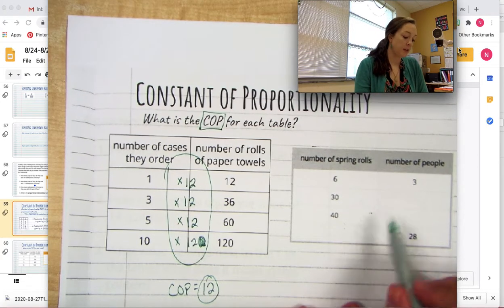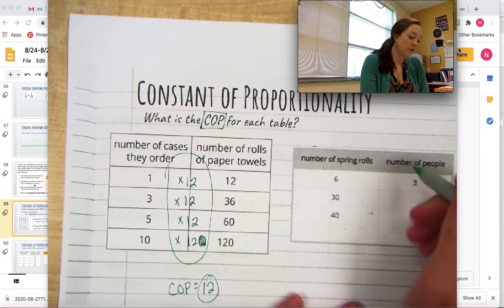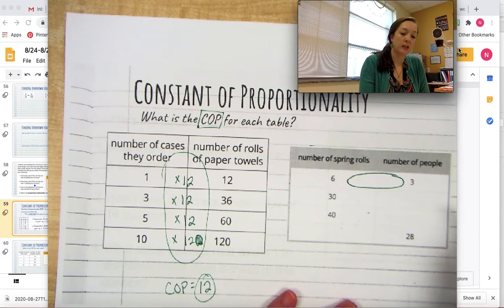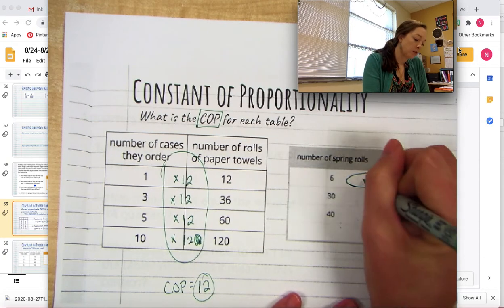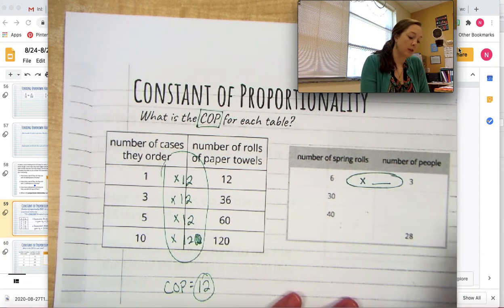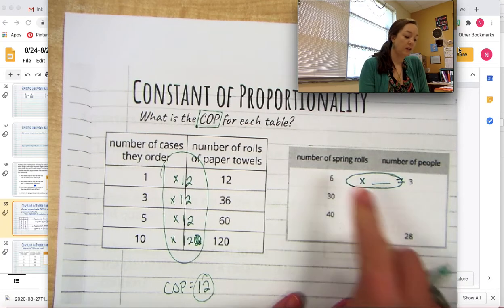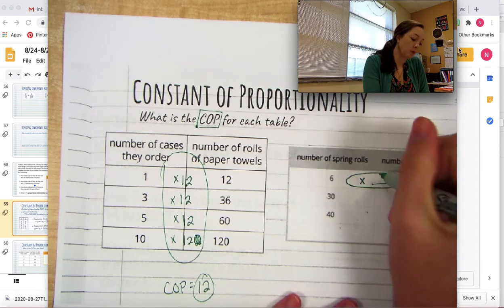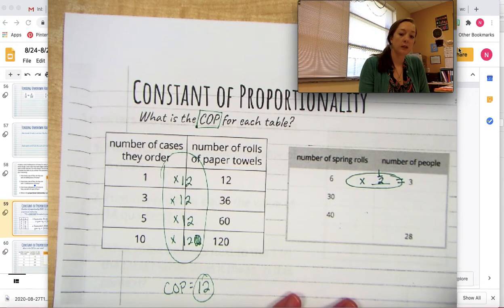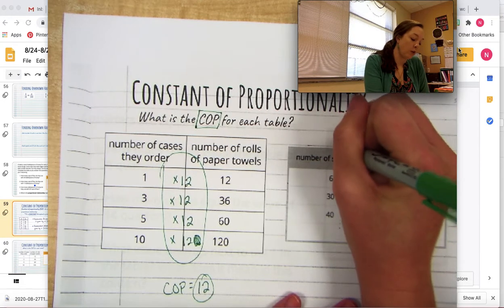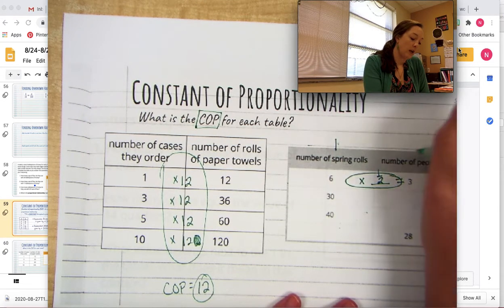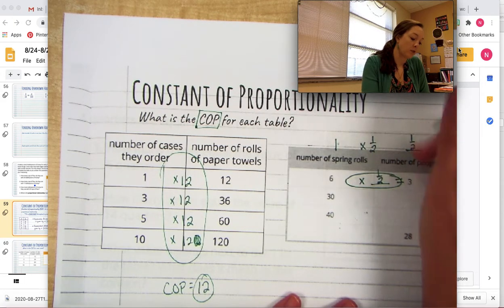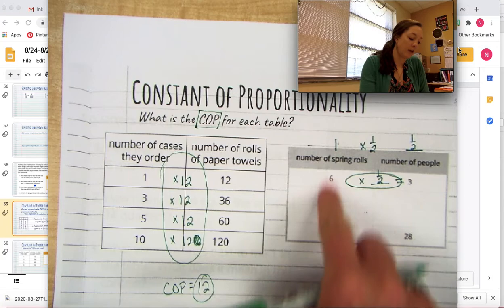Now, this table over here is not completely filled in. So let's figure out whatever that constant of proportionality is and then fill in this table. So 6 times some number gives me 3. I know that 3 is 1/2 of 6. So 6 times 1/2 gives me 3. So if I had 1 roll and I wanted to know the number of people, 1 times 1/2 is going to be half. So whatever our people is, it's half the number of rolls.